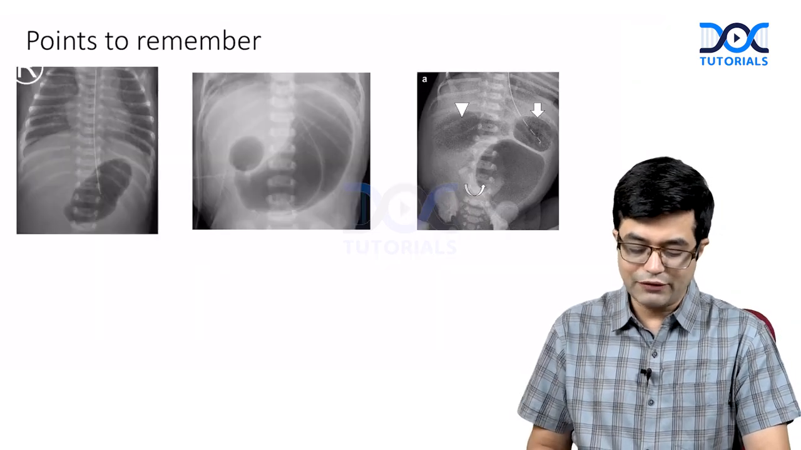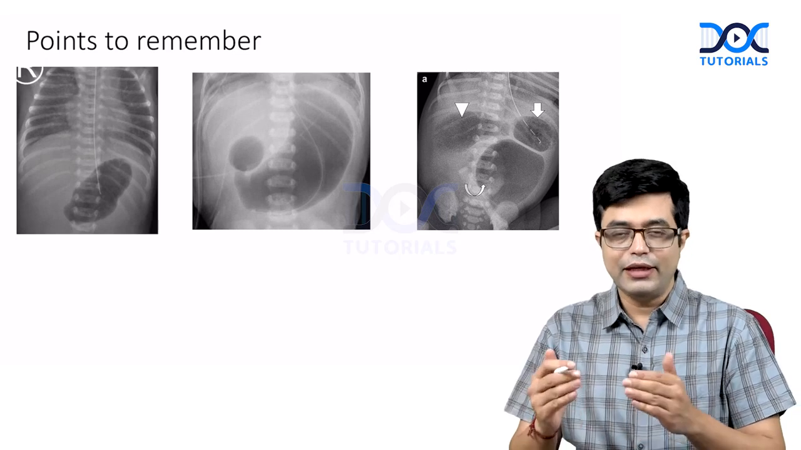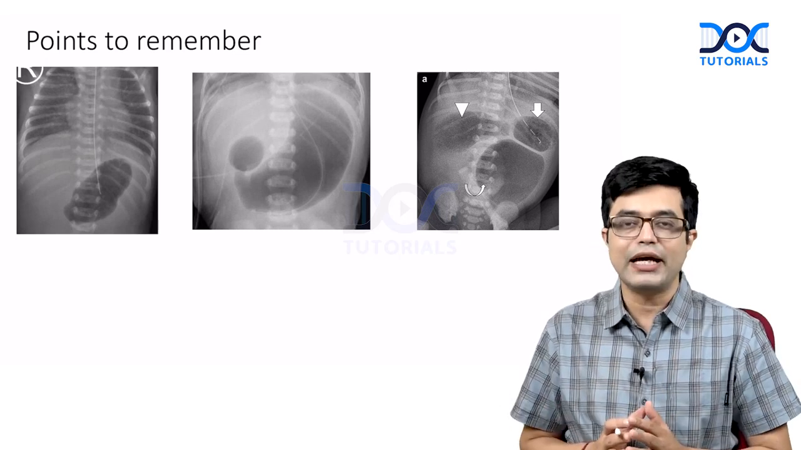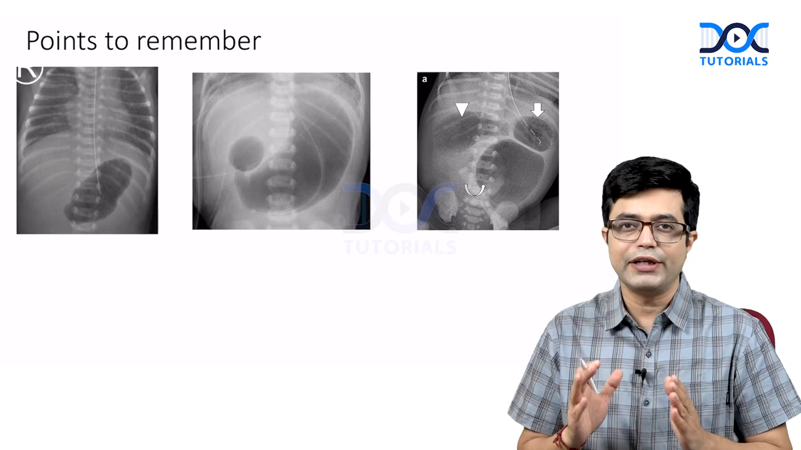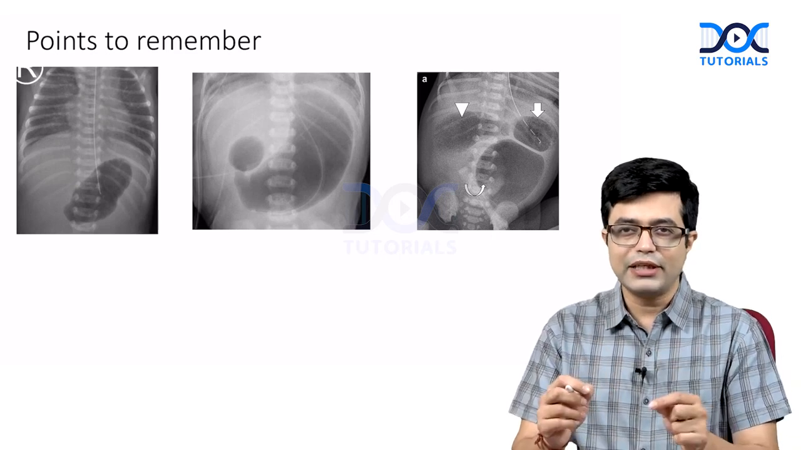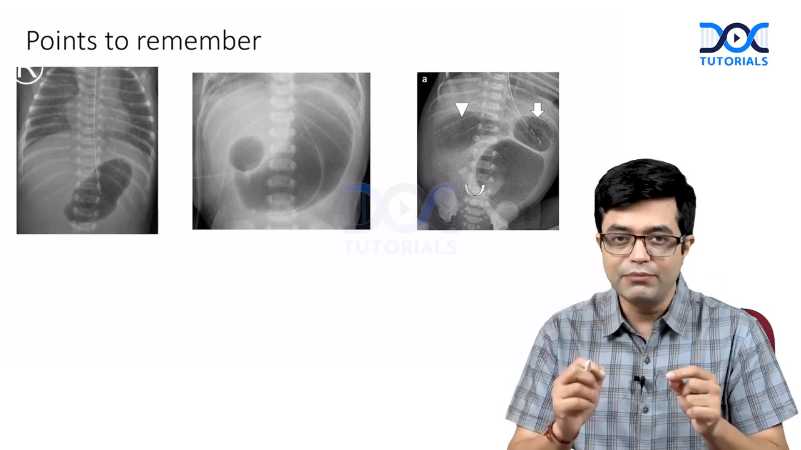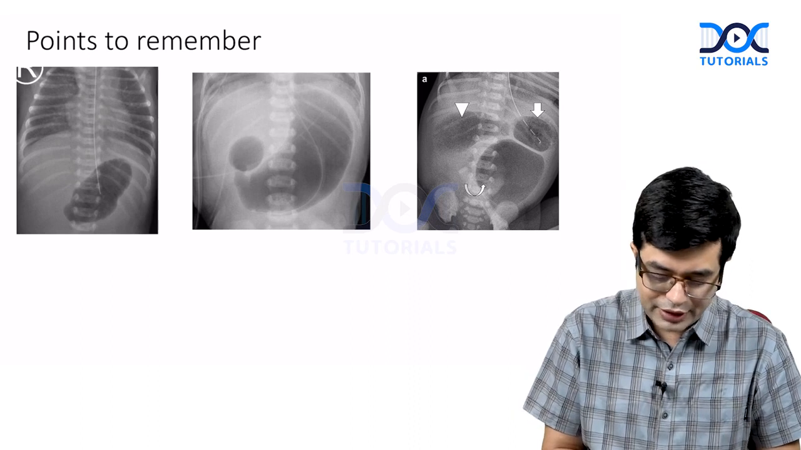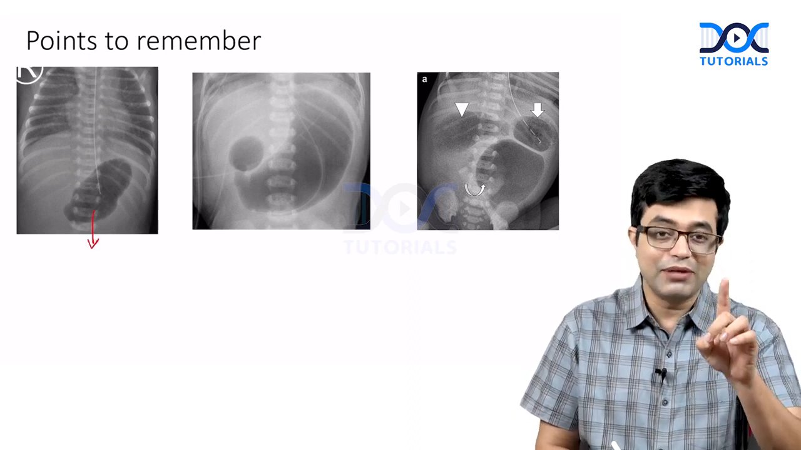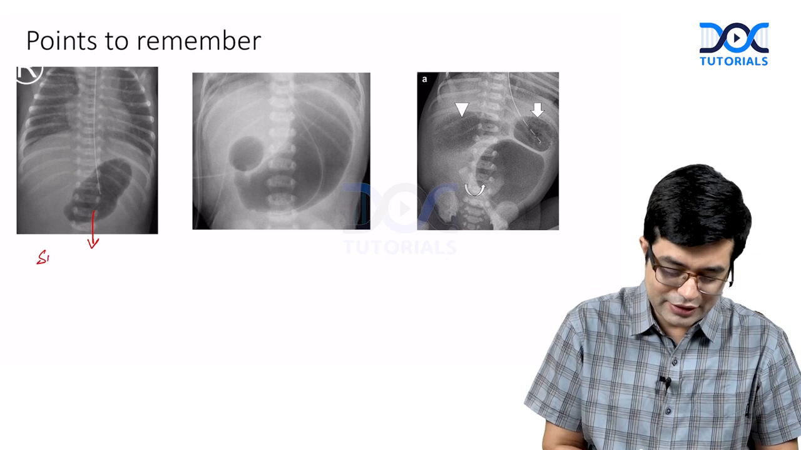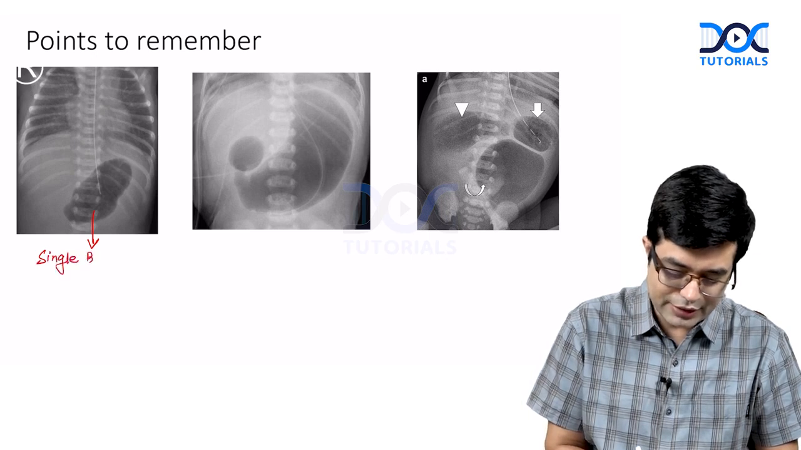Let's have a look at something very important. These are the 3 images which can be asked to you in the exam, so you need to be able to identify those. If you are preparing for the December exam or subsequent exams, very important. So what is this first image showing? This first image shows the single bubble, the so-called single bubble appearance.